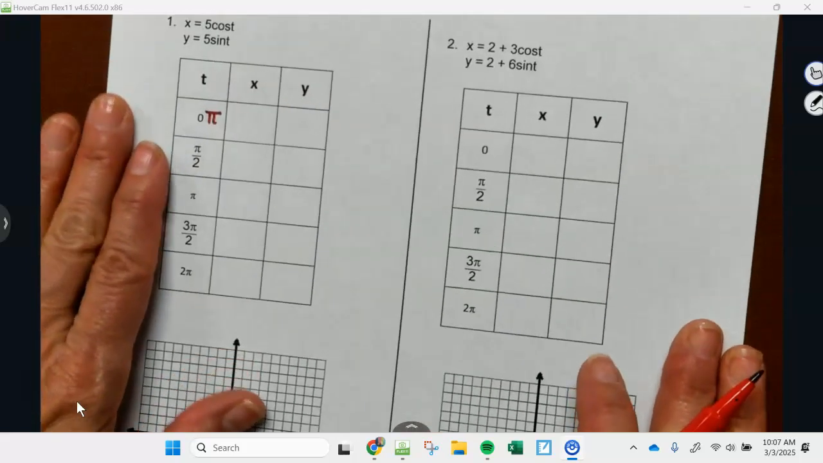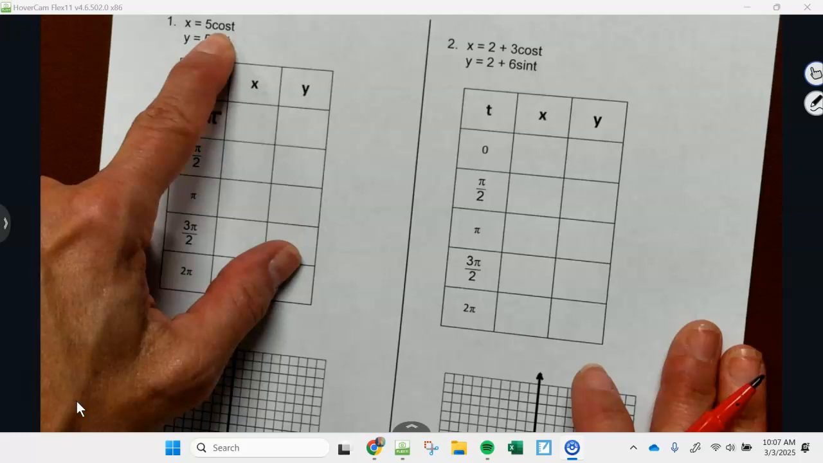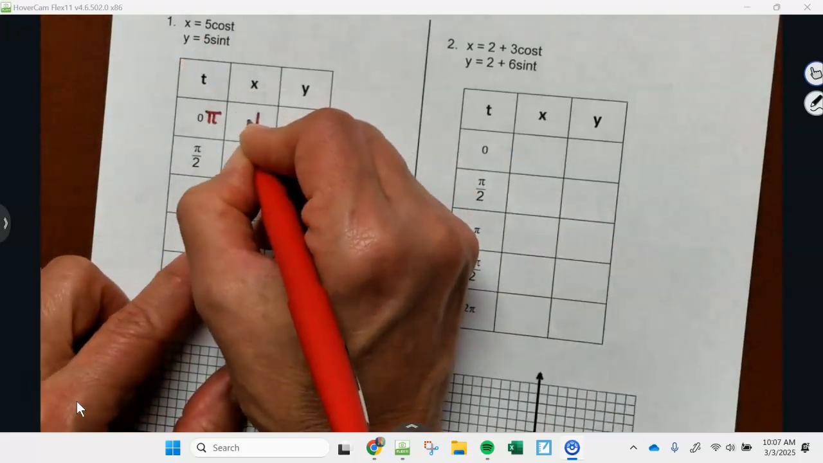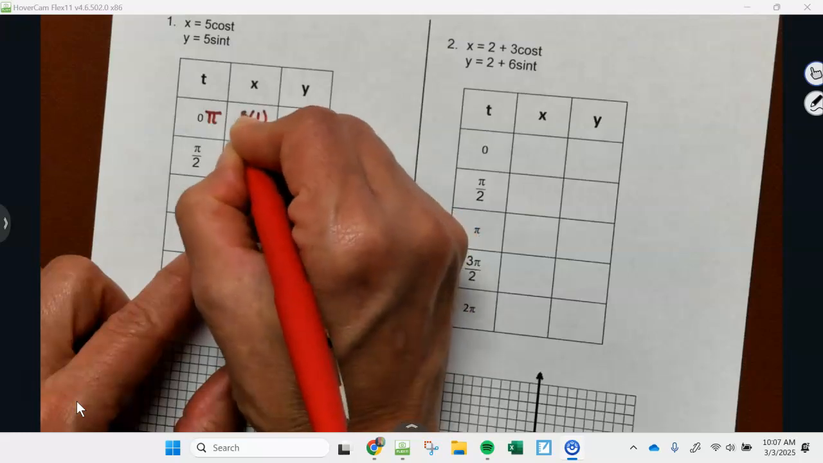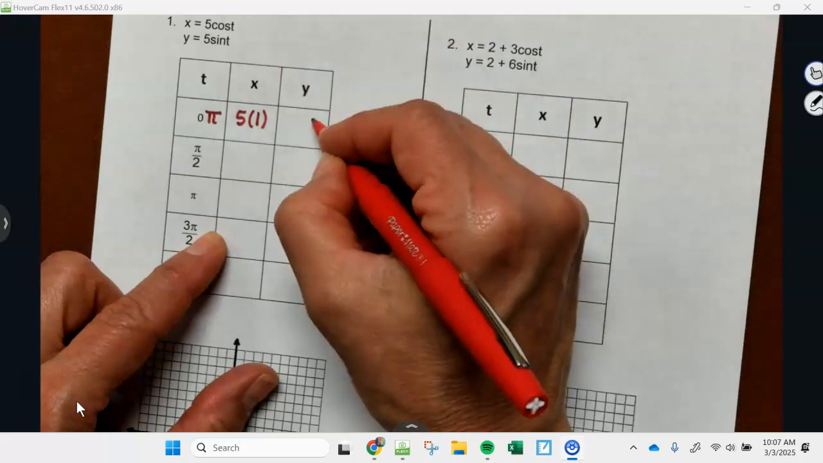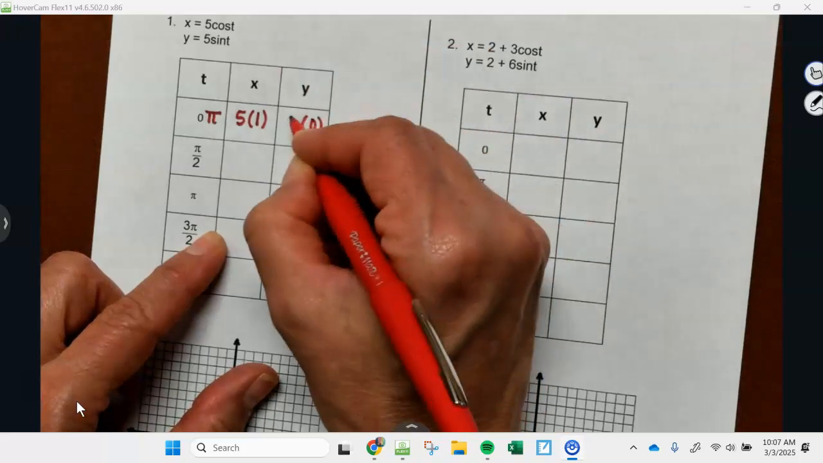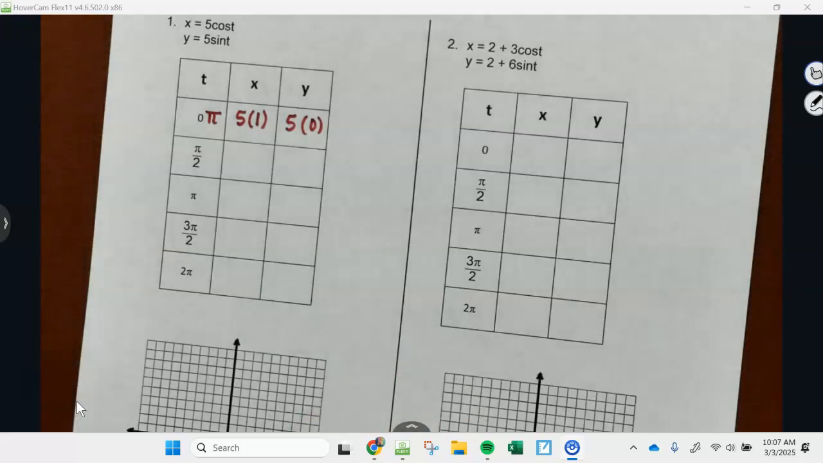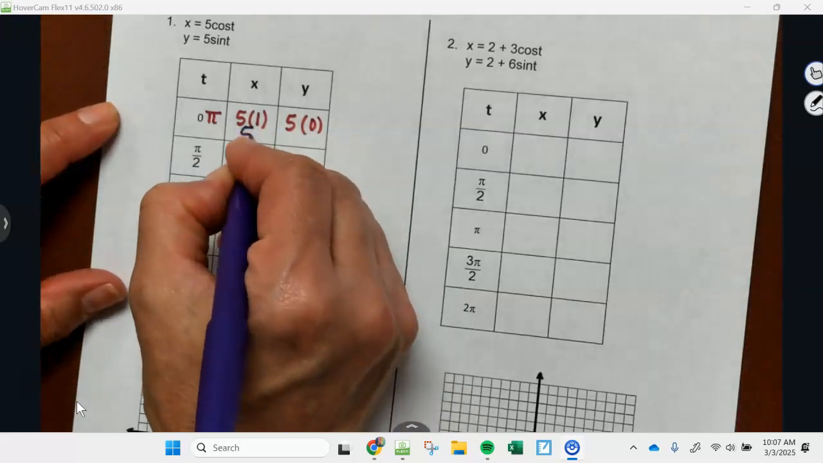So at the beginning of the unit circle, remember the cosine value, which is x, the cosine value is 1. But remember that 1 is going to be multiplied by a 5. The sine value is 0, but that 0 is going to be multiplied by a 5. So this top row right here is going to be 5, 0.